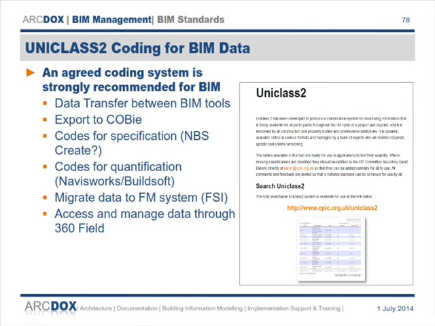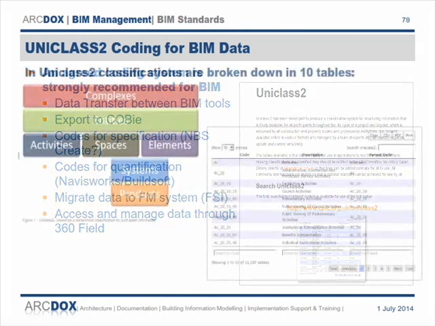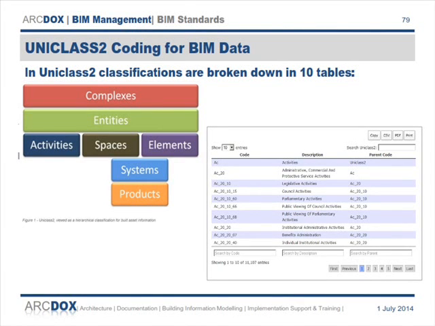And PAS 1192 also calls up a coding system for the projects, and it calls up Uniclass 2. Uniclass 2 is, as I said earlier, in development. It's a structured system, a coded system for information. Okay, there's an online resource. If you just go to the cpix.org Uniclass, there's an online resource there for Uniclass.